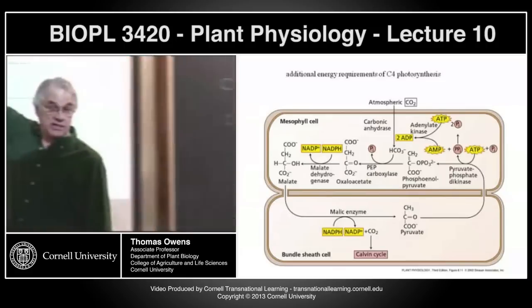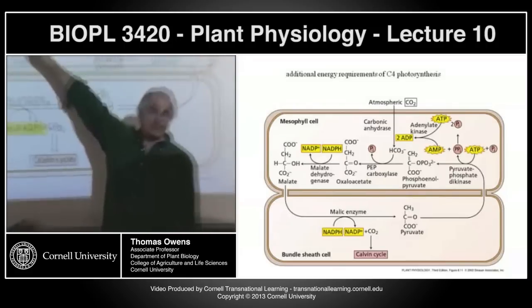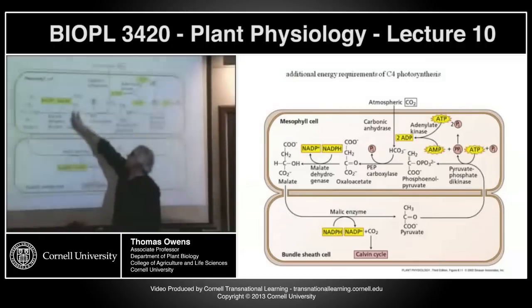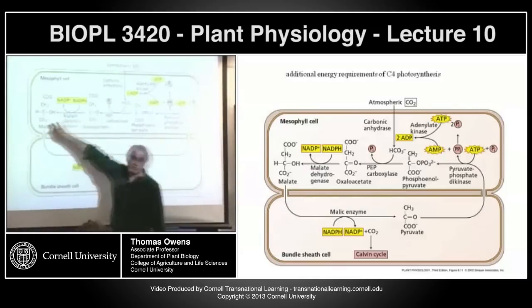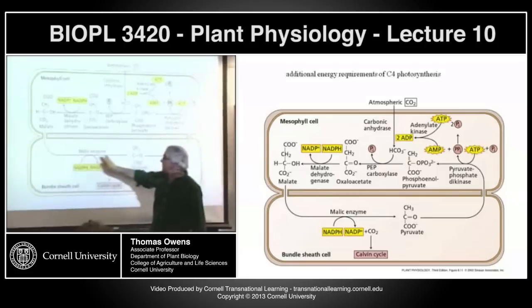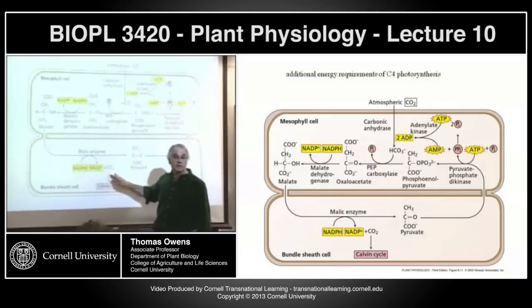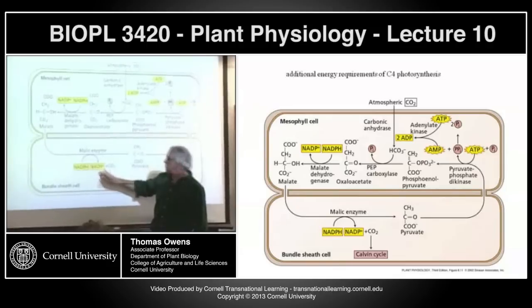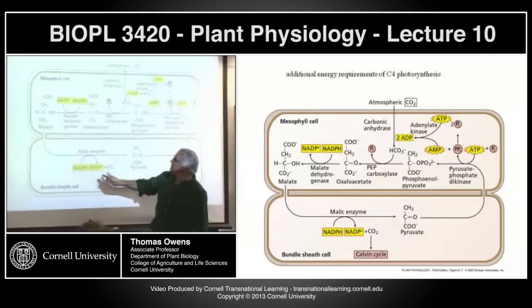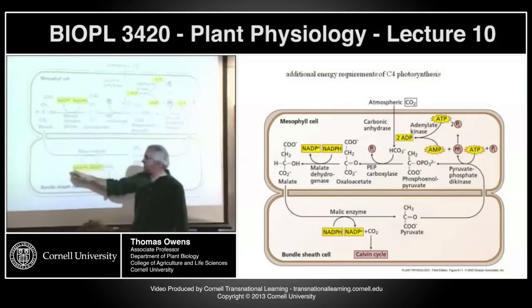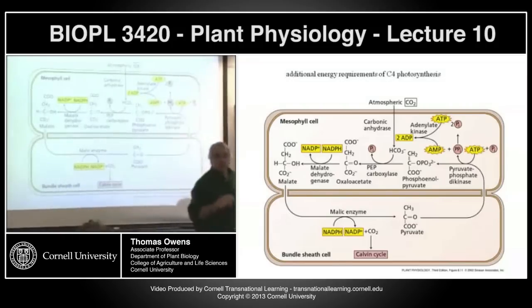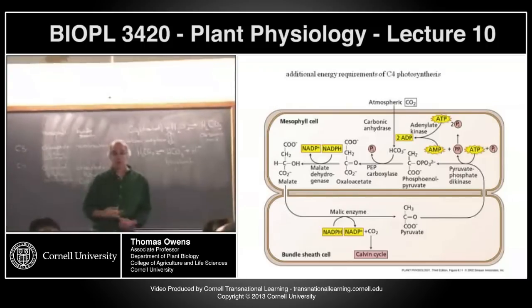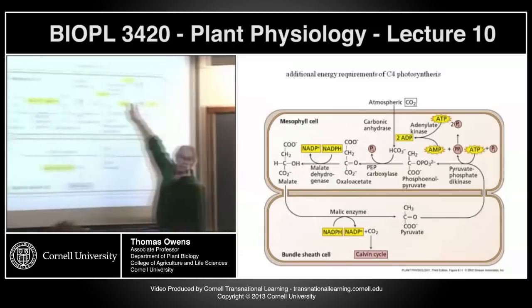This NADPH, if we look at this, is used to reduce the product of that first reaction to another compound. It's reducing oxaloacetate to malate. But when you do the decarboxylation reaction in the bundle sheath cell, oops, the textbook's got it backwards. This is correct. You're using an NADPH here. This is incorrect. It's going the other way. It's converting NADP to NADPH. So there's no net use of reductant there. The only additional energy comes from this requirement for ATP.